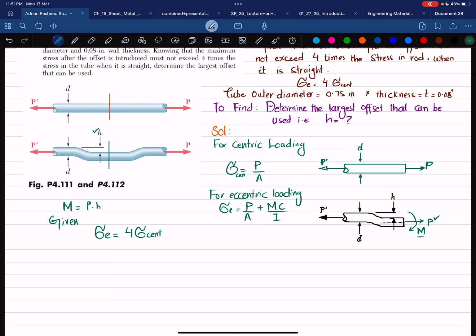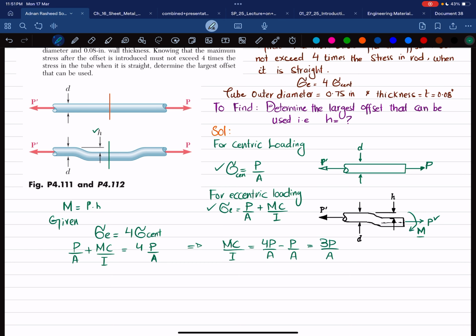Now you have sigma E and sigma centric, so put the value. Sigma E is P by A plus M into C divided by I, which is equal to 4 times P divided by A. From here, M into C divided by I will be equal to 4P over A minus P over A, and that will give you 3P over A.